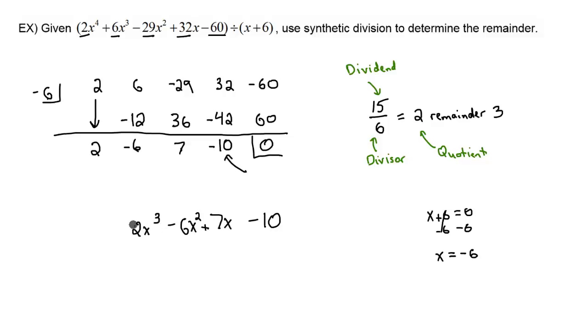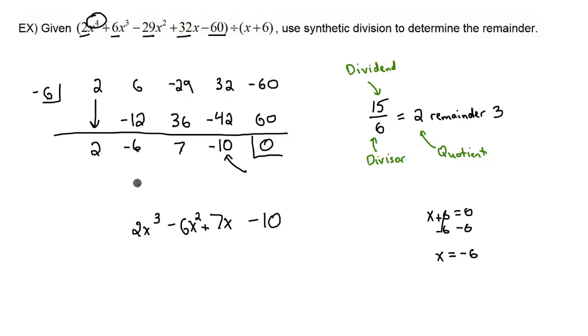Alright, so we have 2x cubed minus 6x squared plus 7x minus 10, and it has a remainder of 0. So, that's going to be our quotient. You could go backwards like that, or you could say, alright, well, our degree is going to be 4 here, and our quotient is always going to be 1 less degree.